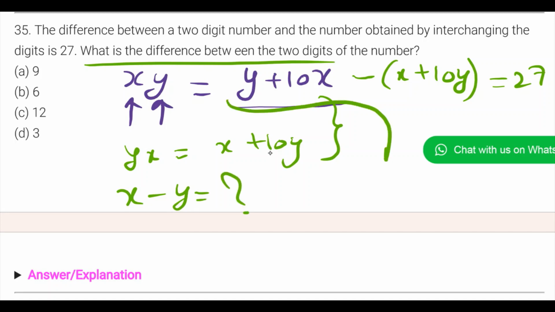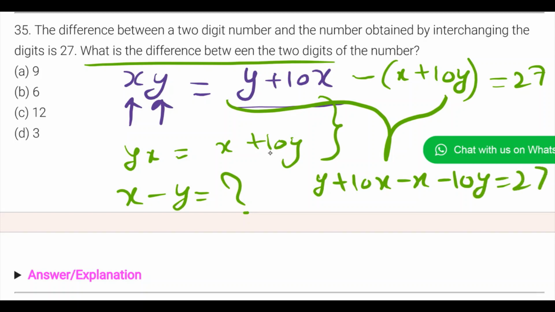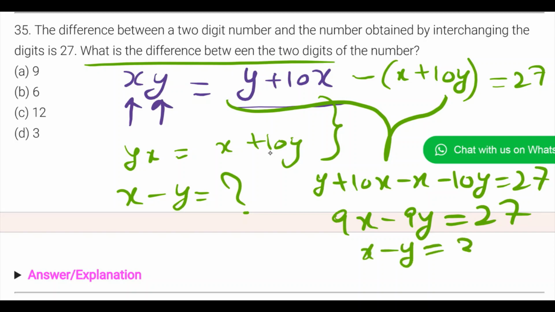So solving this equation: y plus 10x minus x minus 10y equals 27. This is 10x minus x is 9x minus 9y equals 27. Taking out 9 common, x minus y equals 27 by 9, which is 3. So the difference is 3.